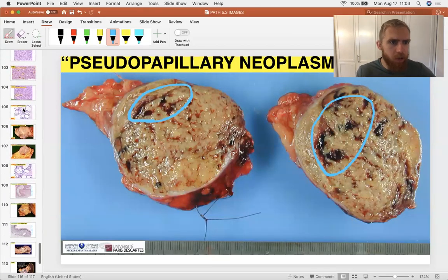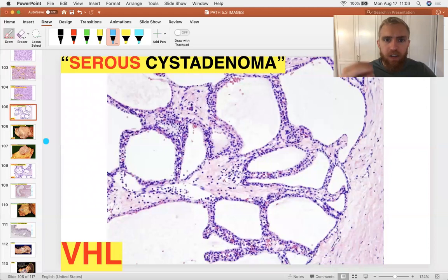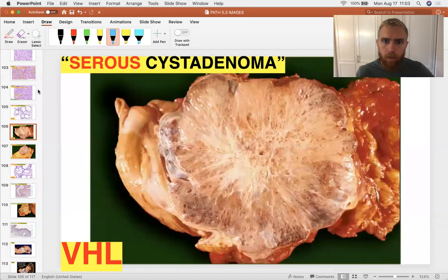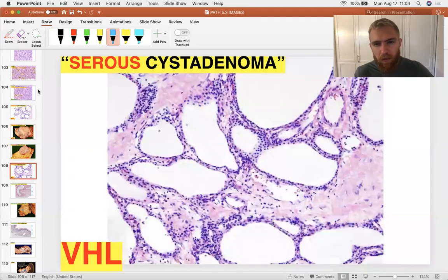So let's get back into some images here and look at the two we've covered already. The serous cystadenoma, low malignancy potential, von Hippel-Lindau gene with your HIF1A overactivation in your HARP tumors, so your hemangiomas, angiomas, renal cell carcinoma, pancreatic NETs. Grossly, very, very small spaces and no mucin whatsoever inside these cystic dilations.